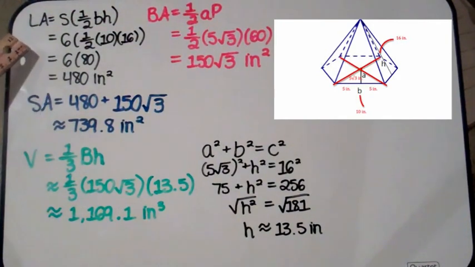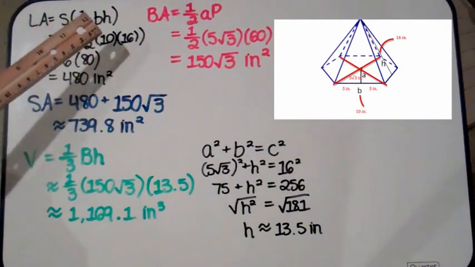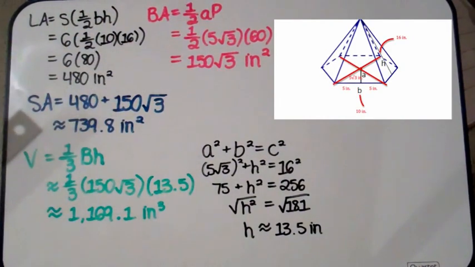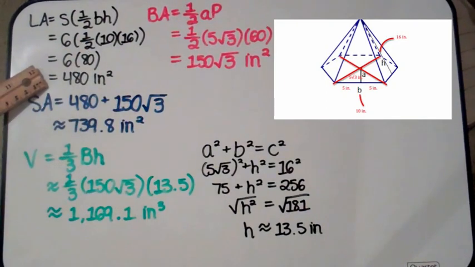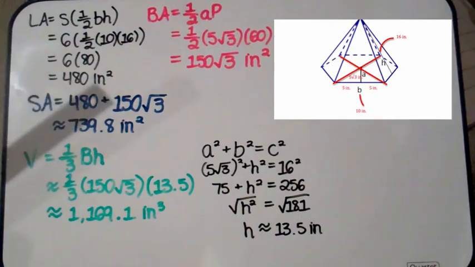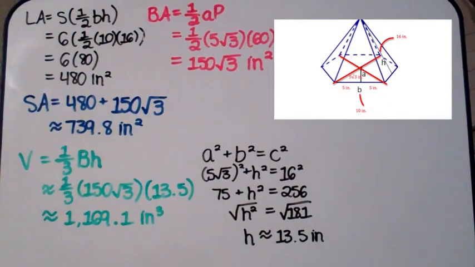Substitute in the given values and you will have the equation 6 times the quantity of 1/2 times 10 times 16. Simplify what's in the parentheses and you will get 6 times 80. Your exact final answer for lateral area will be 480 square inches. Next, we need to find the base area of our hexagonal pyramid.